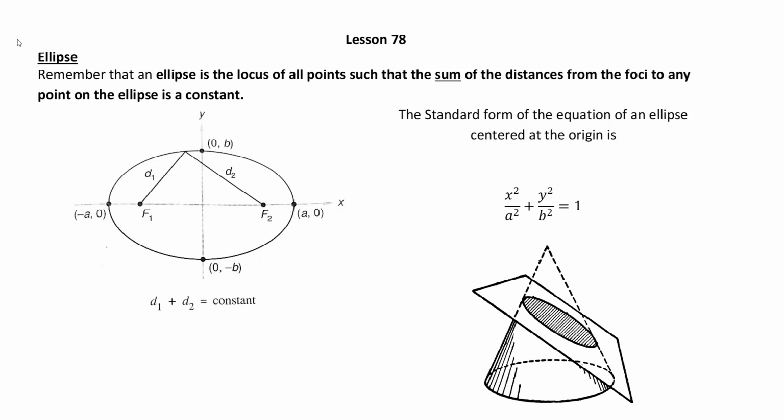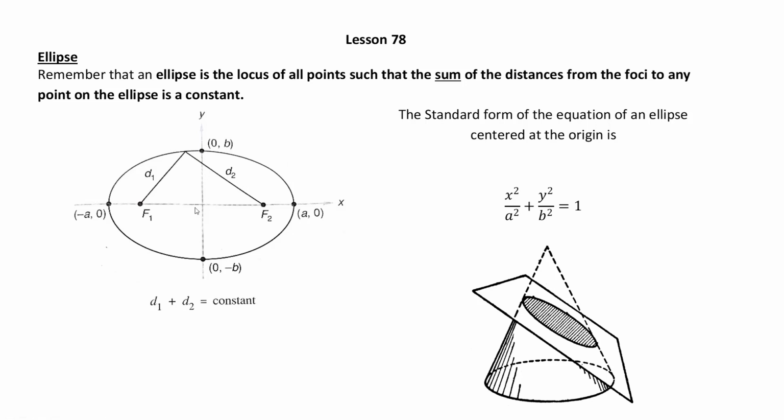All right, so the first thing we're going to look at is lesson 78, which is about the hyperbola. It's another conic section. Remember, the ellipse is the conic section you get when you cut through a cone with a plane that is tilted. So you get this oval shape. Remember that an ellipse is the locus of all points such that the sum of the distances from the foci to any point on the ellipse is a constant.